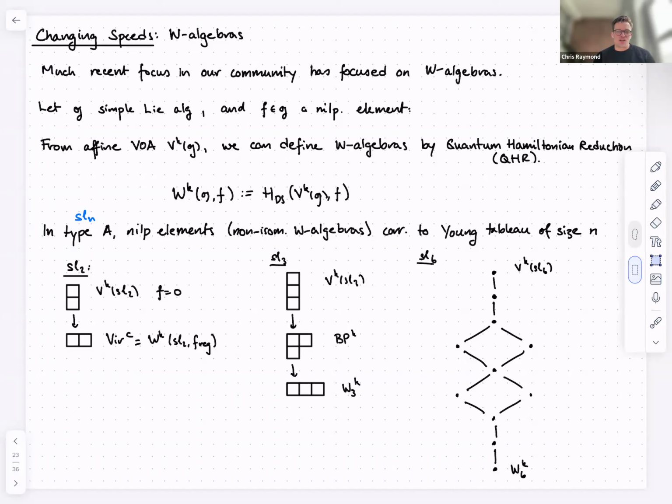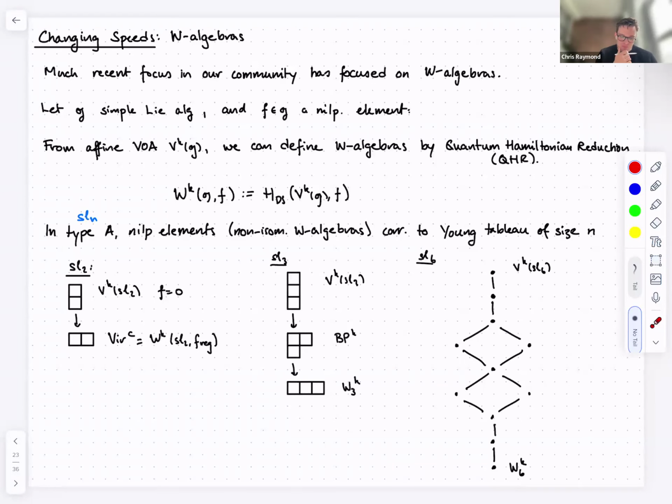Well, quantum Hamiltonian reduction, as I've pointed out above, starts at the top of one of these diagrams and, given a choice here, lands me somewhere inside. Maybe I start at the top and I land at BP. I start at the top, I land at W3. Maybe I start at the top and I land here, for example. But the idea is that I have some process that I can apply once.